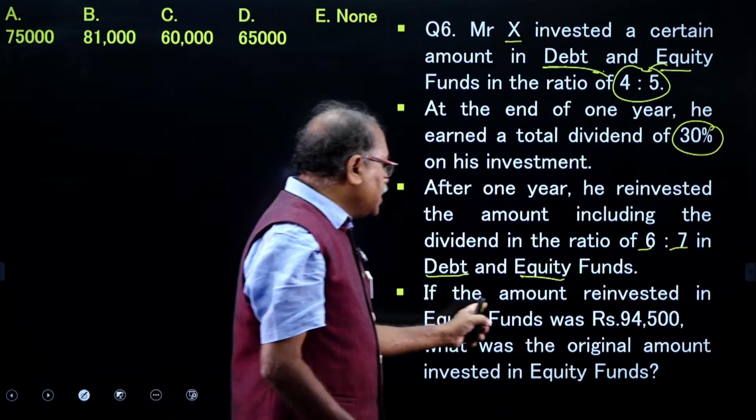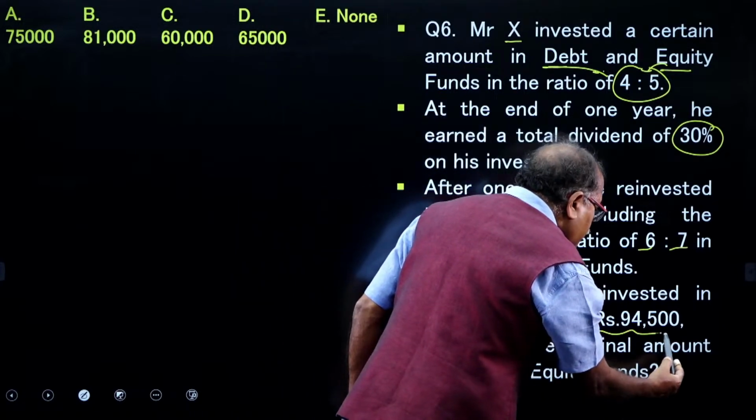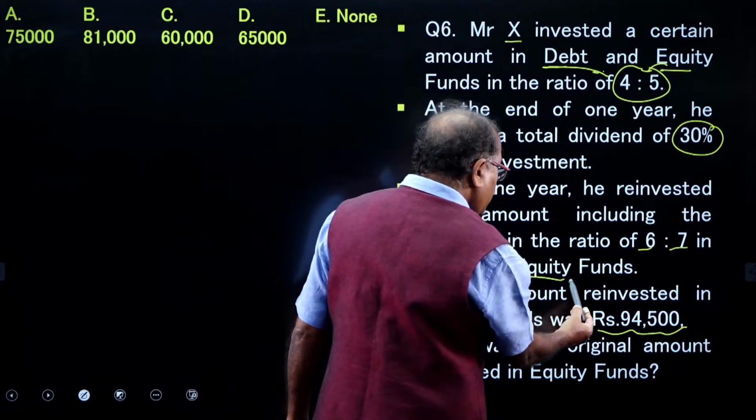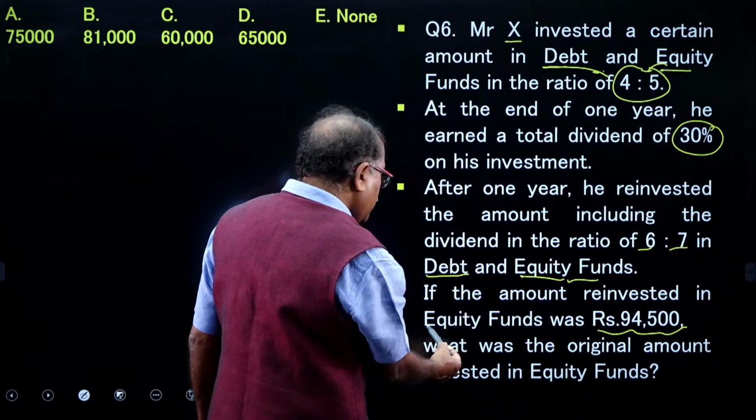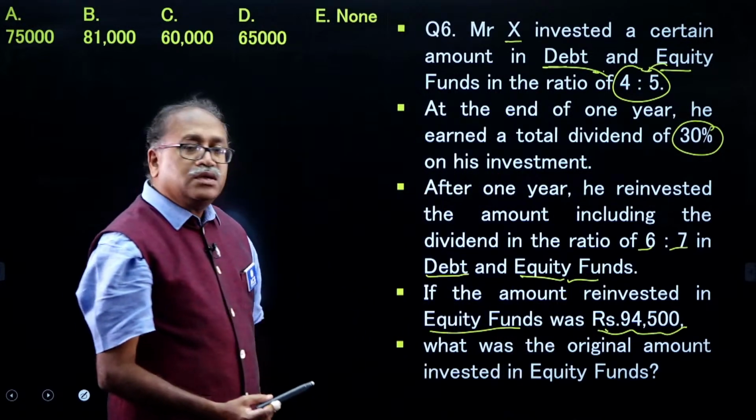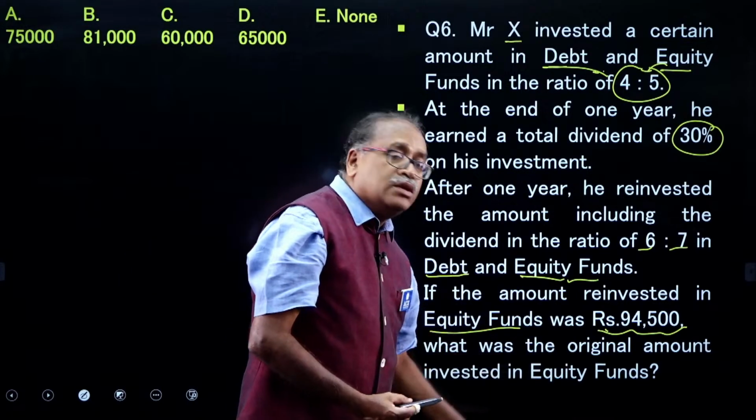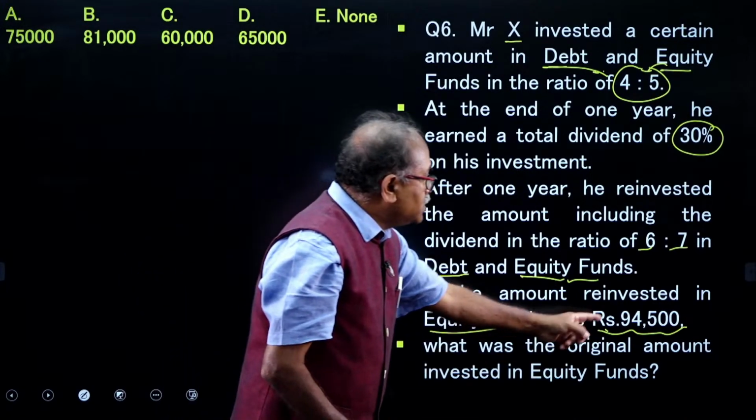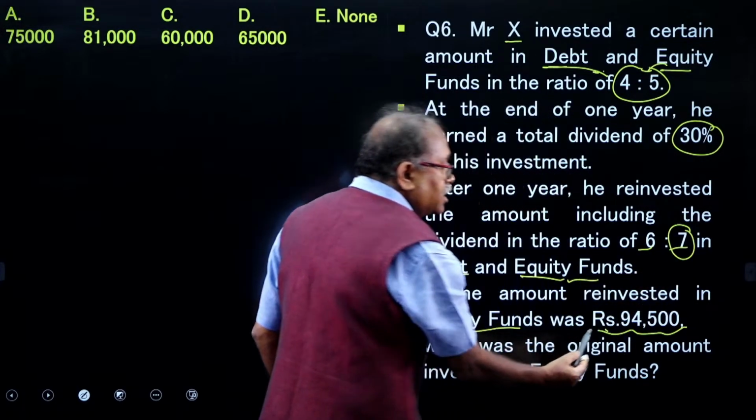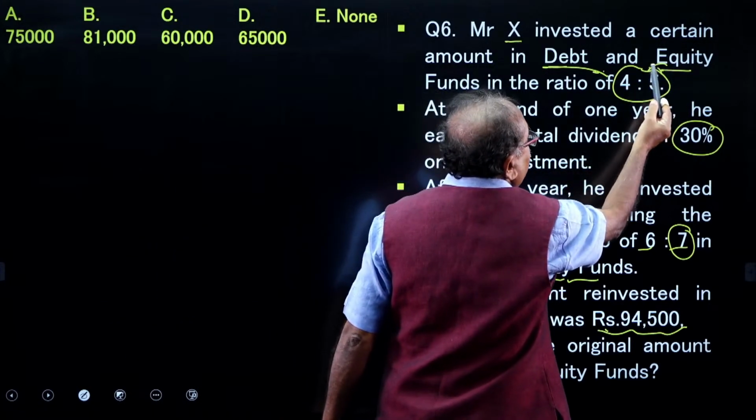If the amount reinvested in the mutual fund is 94,500, which one is the mutual fund? It is the equity fund. The amount invested in the equity fund now is 94,500. Then what was the original amount invested in the equity fund? If this 7 part is the equity fund, and this 7 part is 94,500, then how much was initially invested in the equity fund?